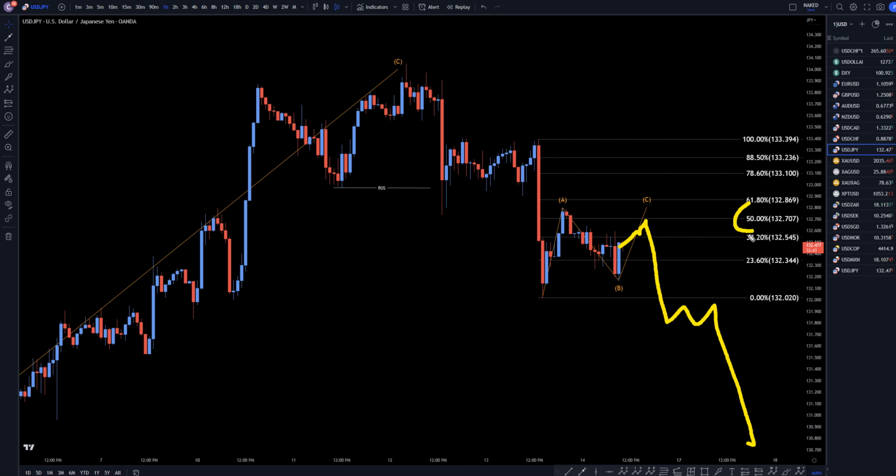It already made a 50% Fibonacci bounce, so we'll see if this wave C goes up to maybe the 61.8, which would make a lot of sense if it did. Maybe something like this and then go down. But like I said, we're definitely in a downtrend, and I really wouldn't be surprised if it just did something like that also.